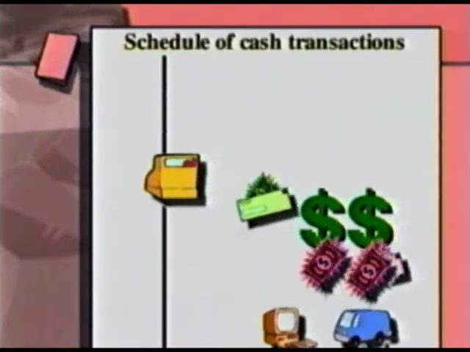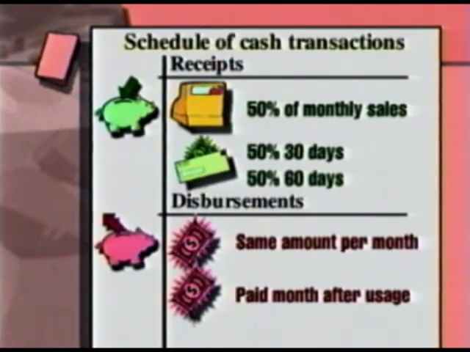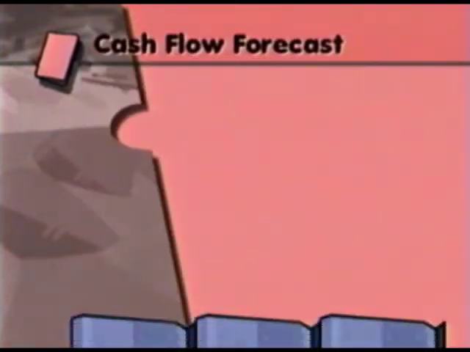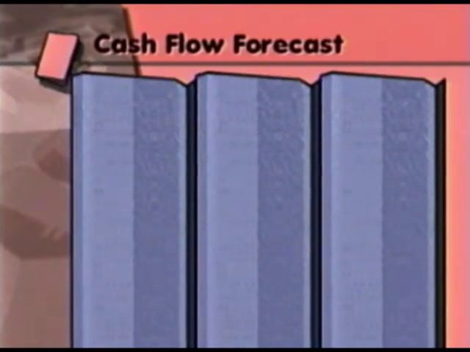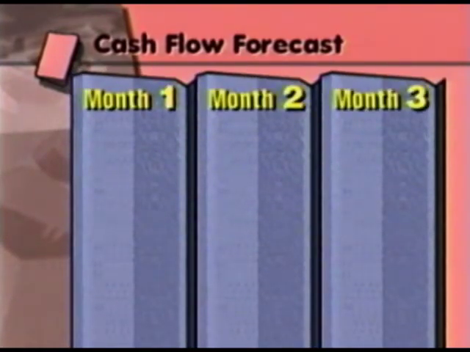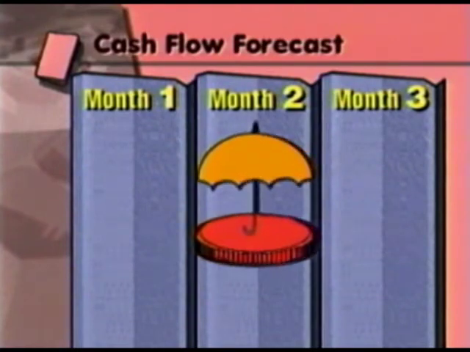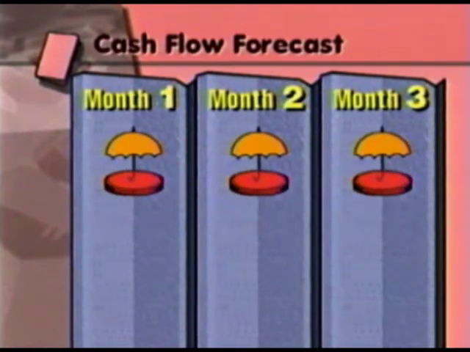From this information, you'll prepare a schedule of cash transactions, detailing payment terms and schedules. Then transfer all transactions to your cash flow forecast, month by month, according to those schedules. For instance, if you pay your insurance premium in installments, the operating statement shows the annual premium, while your cash flow forecast shows when the installments are actually paid.